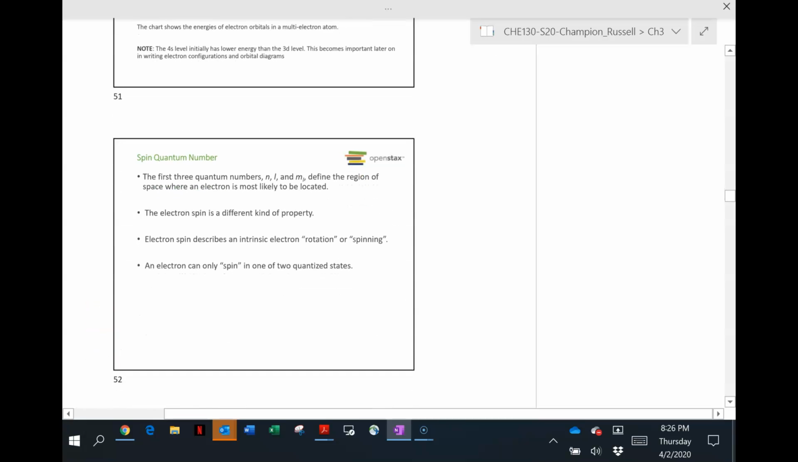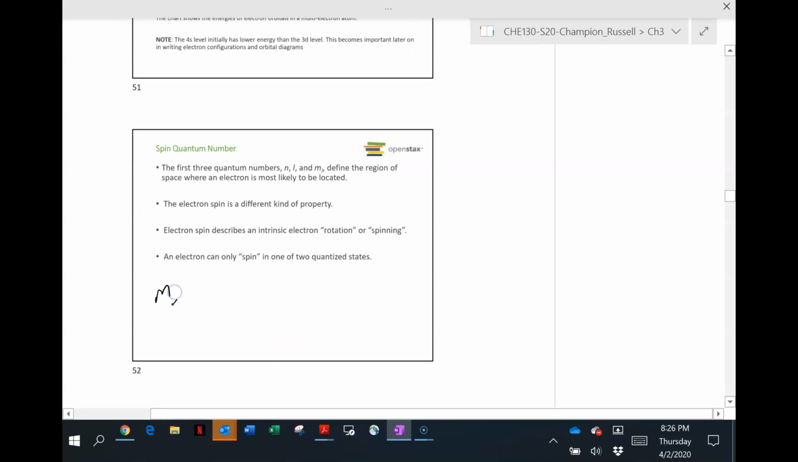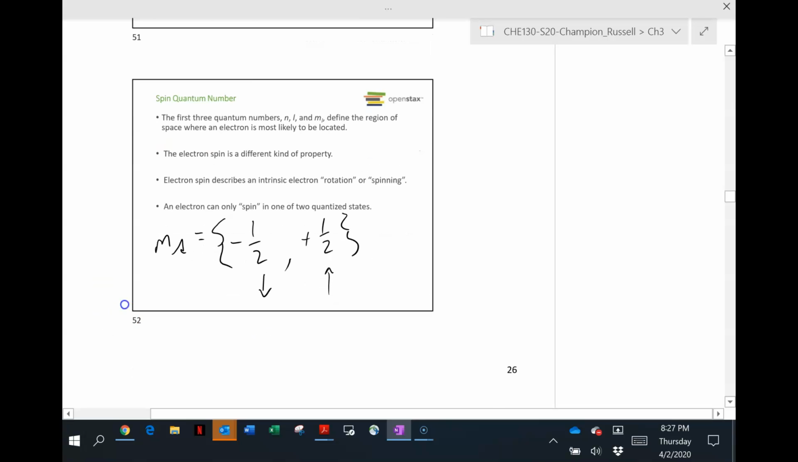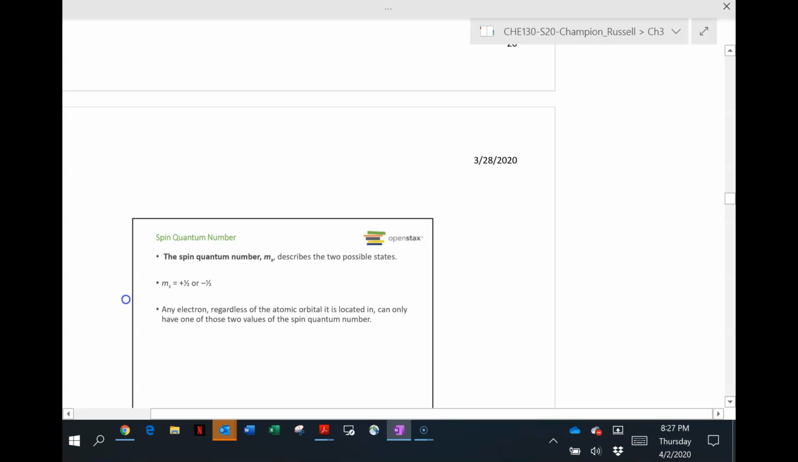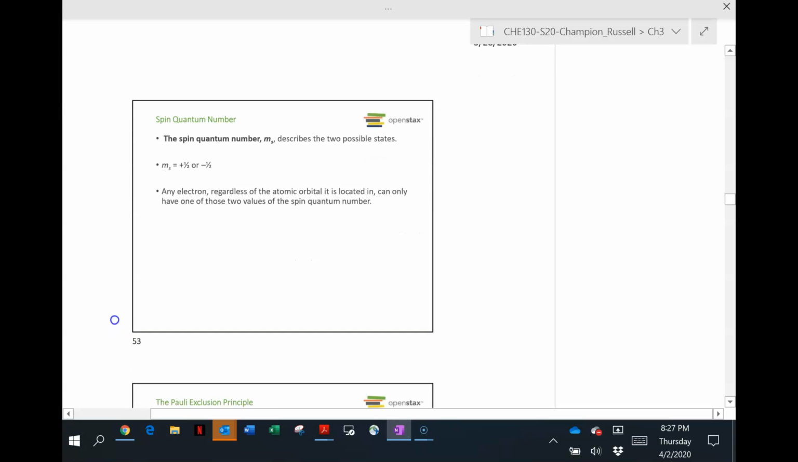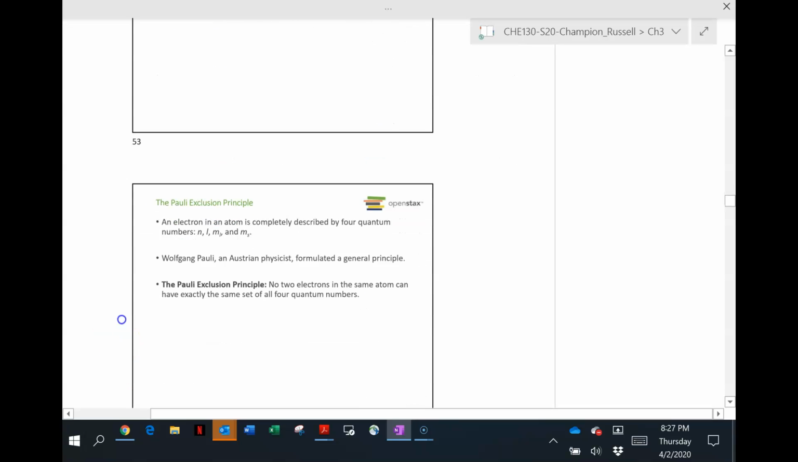There's a final quantum number, which is the electron spin. It's called m sub s. And the good news about that is there are only two possibilities, minus 1/2 or plus 1/2. Electrons have what is called a half spin, and you can think of it as spinning clockwise or counterclockwise. We sometimes write that as either an up arrow or a down arrow. You'll see those abbreviations used. So here's the spin quantum number like we described on the previous slide.